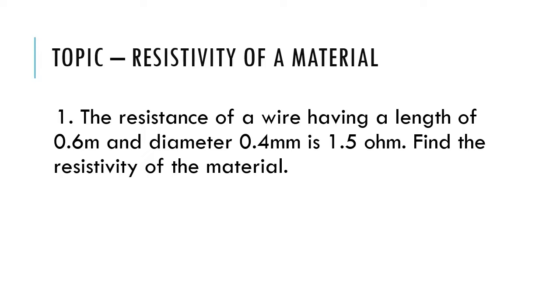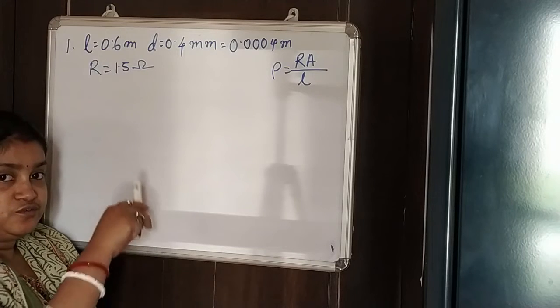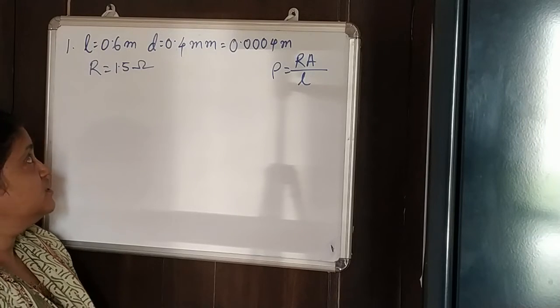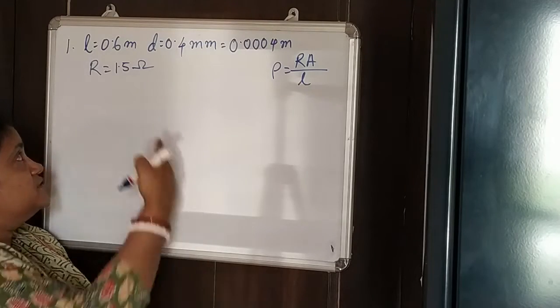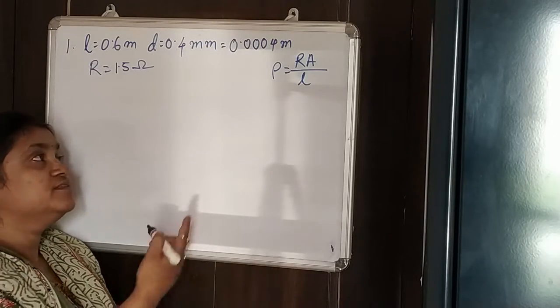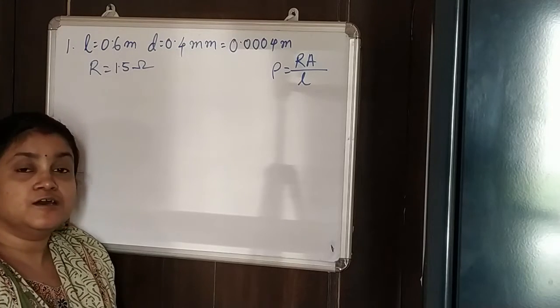This is the first numerical. The resistance of a wire having a length of 0.6 meter and diameter 0.4 millimeter is 1.5 ohm. Find the resistivity of the material. So we will start with the first numerical. In this, the length and the diameter of a wire is given. The resistance of the wire is given, and we need to find the resistivity or specific resistance of the wire.